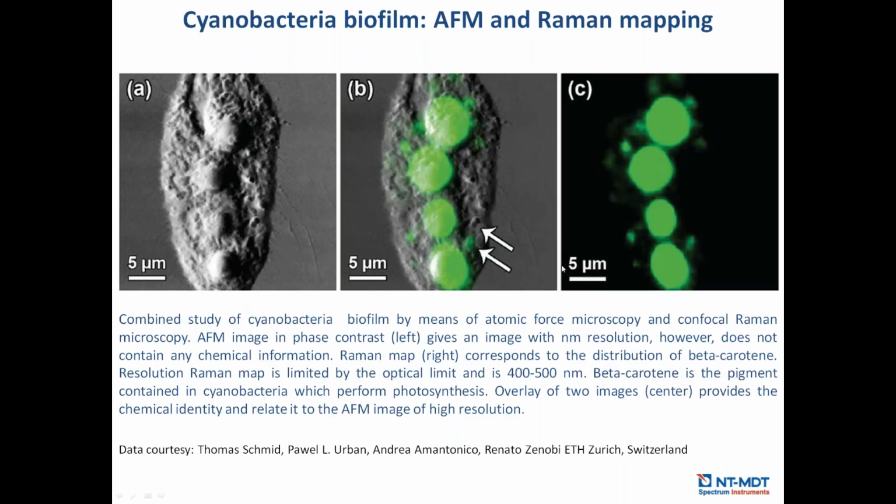Another example is a colony of cyanobacteria and a biofilm, which is on top of them. So in AFM we can see such an image. It is obtained in the water, in the liquid, and on the right hand side we can find confocal Raman images of beta carotene, a pigment that appears under photosynthesis.